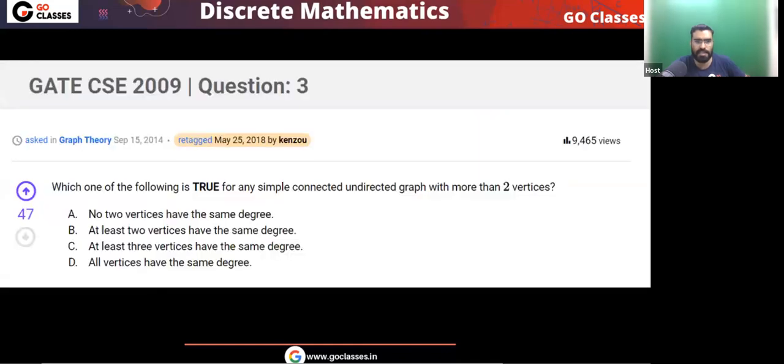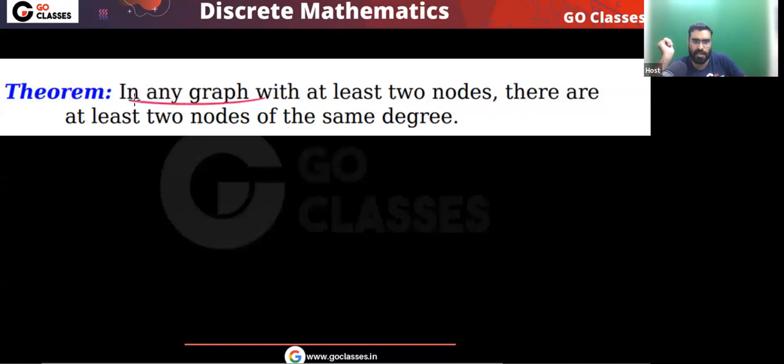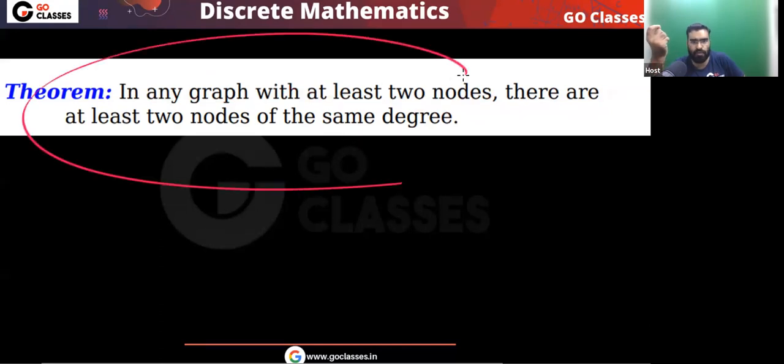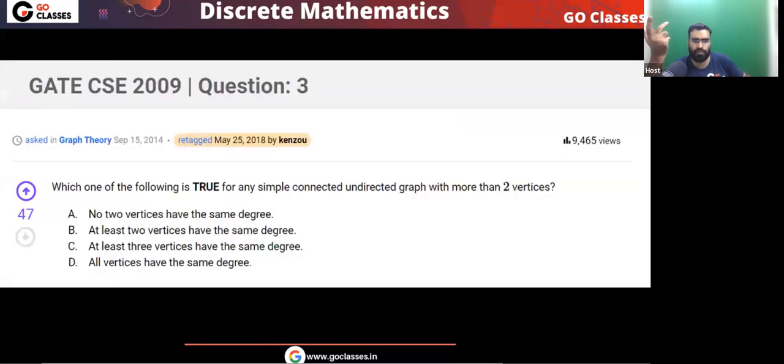Now, can you solve these GATE exam questions? Can you try now? See, this theorem, did you understand? In any graph, at least 2 nodes will have the same degree. The proof is the same, the proof we have seen. So can you tell me the answer for this question? What is the answer for this question?